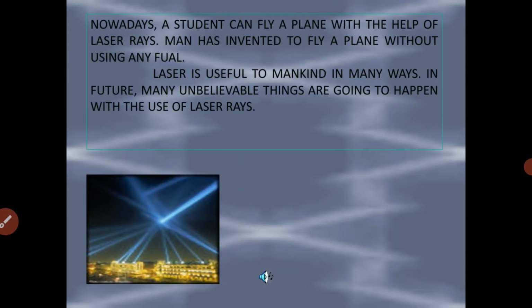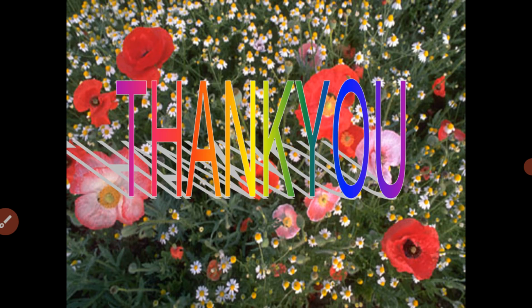Next, nowadays a student can fly a plane with the help of laser rays. Man has invented a way to fly a plane without using any fuel. Laser is useful to mankind in many ways. In future, many unbelievable things are going to happen with the use of these laser rays.